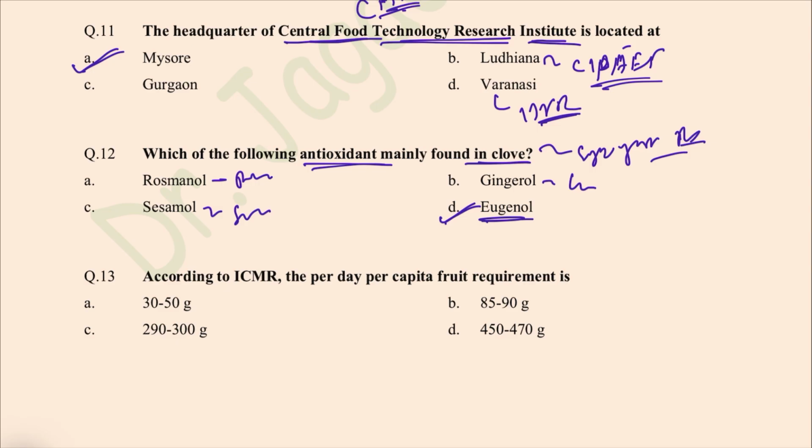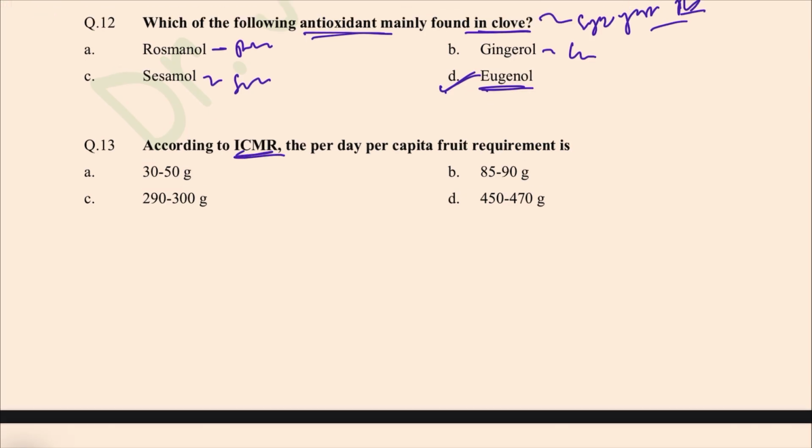Next question. According to ICMR, the Indian Council of Medical Research, and the National Institute of Nutrition, NIN, the prescribed dietary guideline for per capita fruit requirement per day is 85 to 90 gram. The recommended vegetable intake is around 300 gram, cereals around 450 to 470 gram, and oil seeds around 30 to 50 gram.